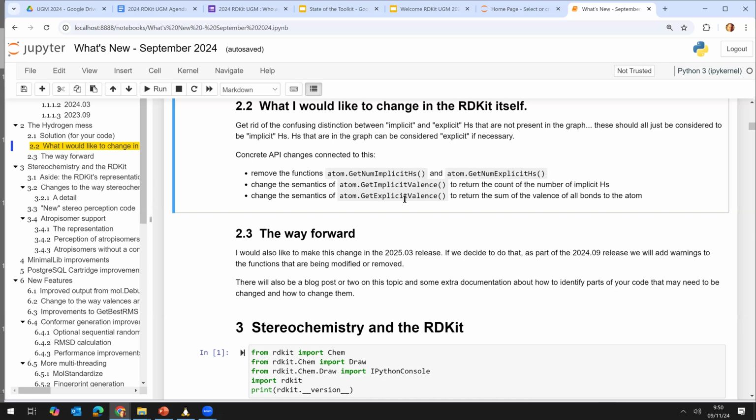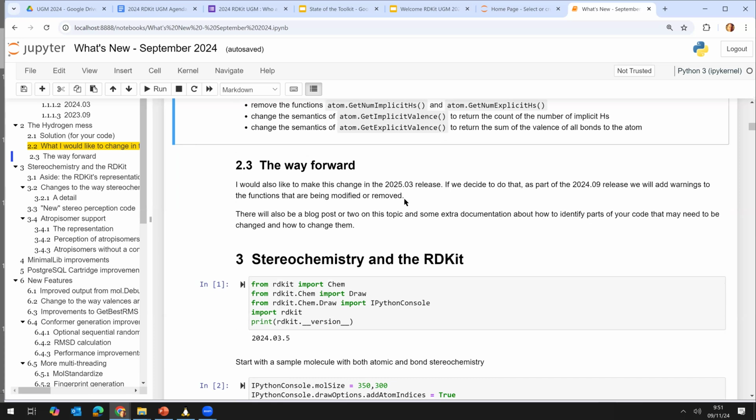Dan, you had a question. Yeah, so I think they're not exposed to Python, but there are functions that allow you to change the number of implicit and explicit hydrogens. Those will also go away. Well, we'll need to figure out a solution for that. Other questions on this? Okay, so that's the hydrogen mess.